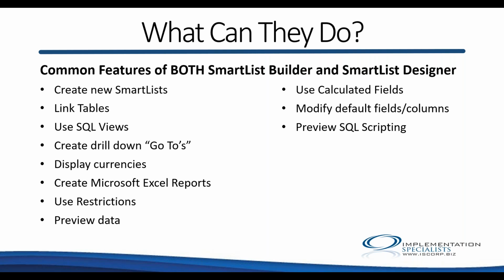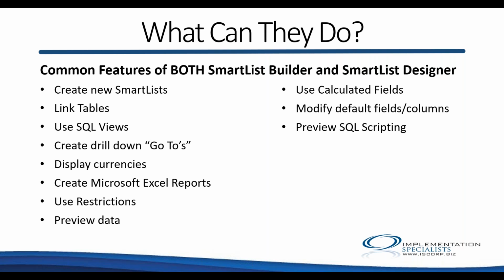Create drill down go-tos. That's what a lot of the default SmartLists have. If you double click on the field, it'll pull up the appropriate window in GP, so you can view the data directly in GP. It can display currencies, dollar signs, and the like. Create Microsoft Excel reports. Use restrictions.